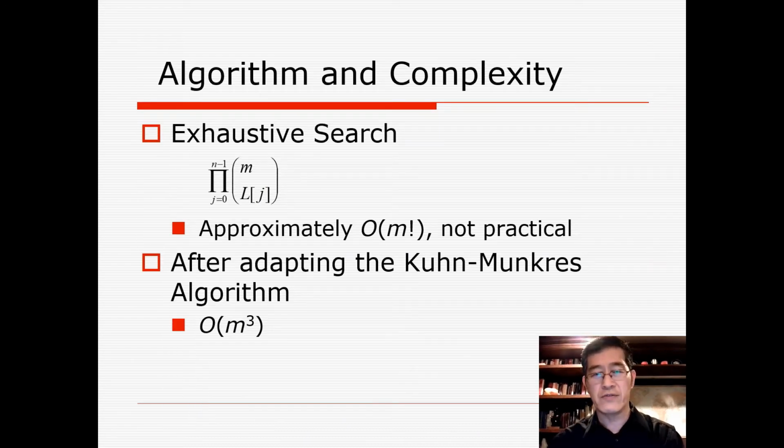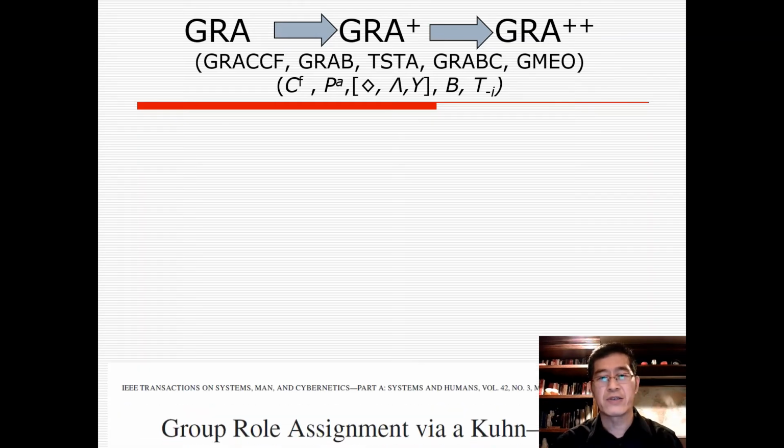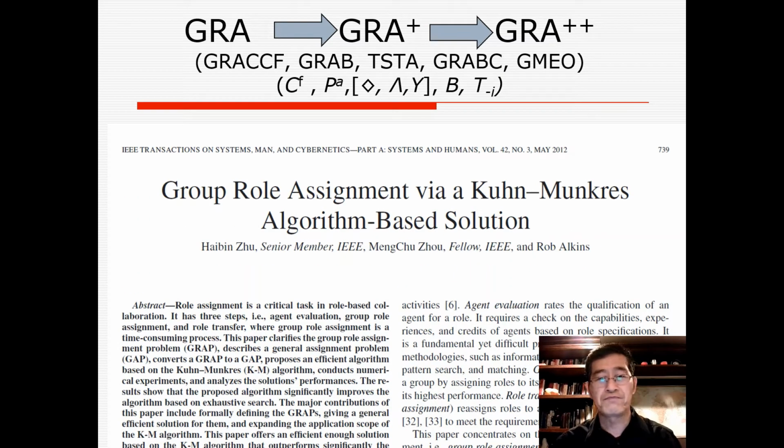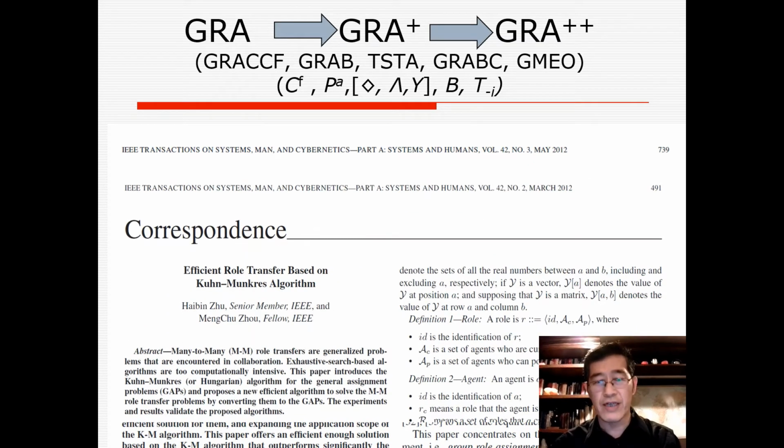Exhaustive search is very complex, but if we adapt to the Kuhn matrix, it can be done in O(M^3). M means the number of agents. So actually from GRA, we developed many different steps of assignment, and we call them GRA-CAR and GRA-CCF. GRA-CR means introducing conflicts, and this one is efficient role transfer.